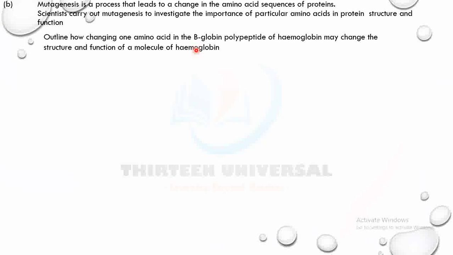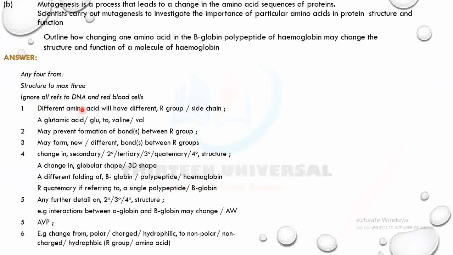So we now have a hydrophobic R group. That changes the tertiary structure of hemoglobin, and this means it will affect the function of hemoglobin. It transports less oxygen, has lower affinity for oxygen, so it becomes less saturated with oxygen. Look at it here. Different amino acids will have different R groups. Valine has a hydrophobic R group, while glutamic acid does not. So you see that glutamic acid is replaced by valine. That's typical of what's happening here.